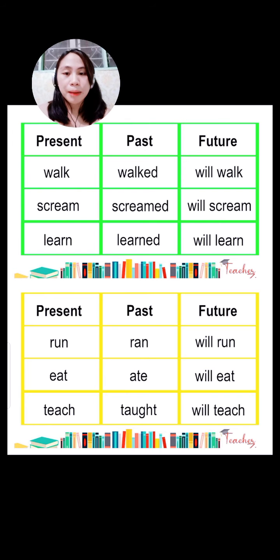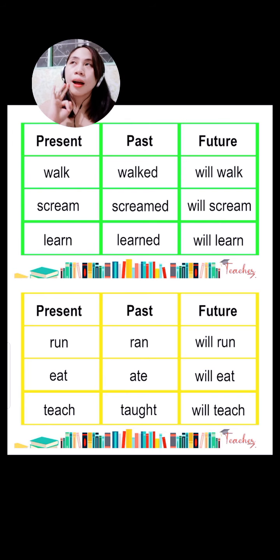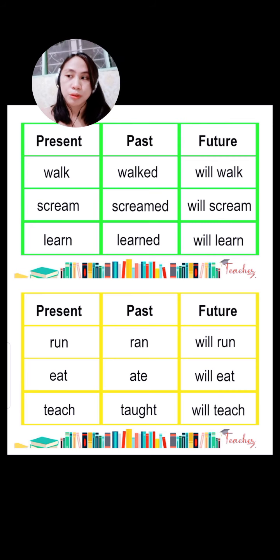Alright, let's talk about the three basic tenses that the verb can be used for. We got the present, past, and the future. Present basically is something that's currently happening, just like in my example. I am eating. Technically, I am currently eating.